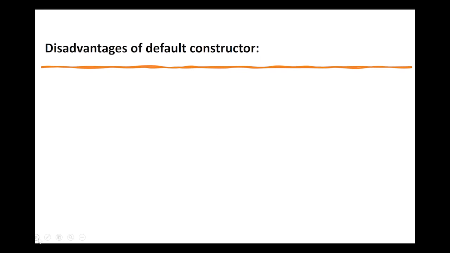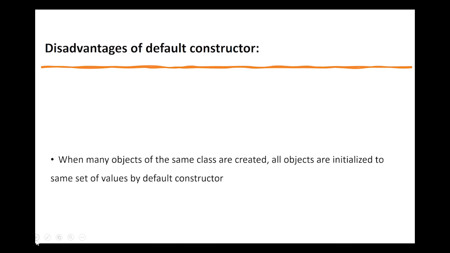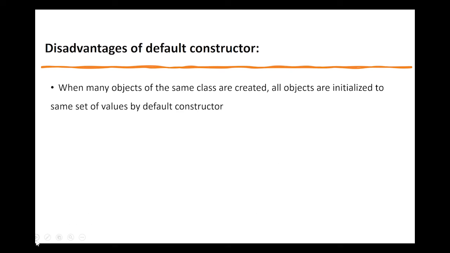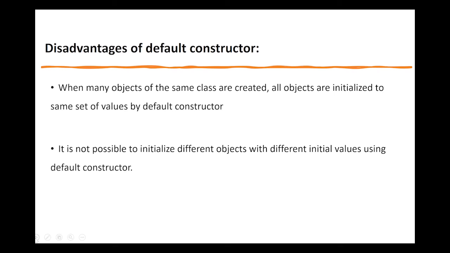Now finally let us see the disadvantages of the default constructor, of which we have already seen one. When many objects of the same class are created, all the objects are initialized to the same set of values by the default constructor. Sometimes this can be advantageous, but most of the time it will be a disadvantage, because if you are creating objects, we wouldn't want them all to have the same value, isn't it? It is not possible to initialize different objects with different initial values using the default constructor. The one main drawback is that all the objects are getting initialized to the same set of values, right?